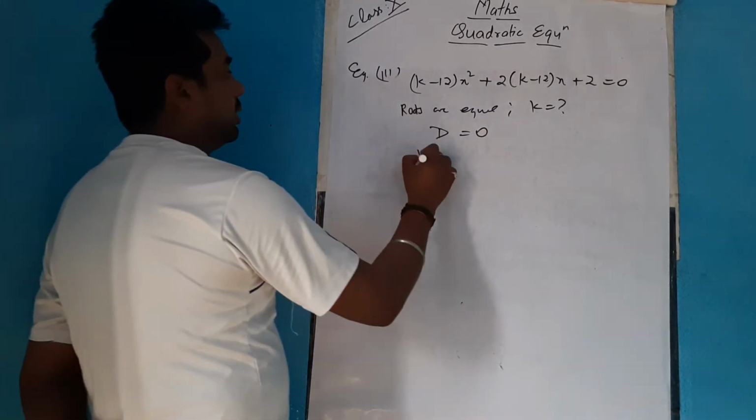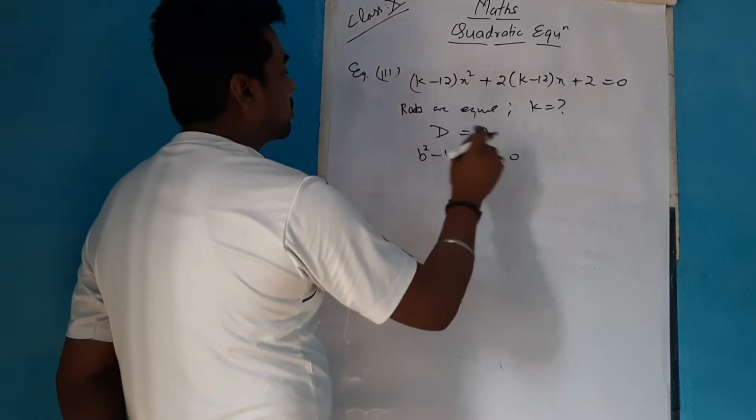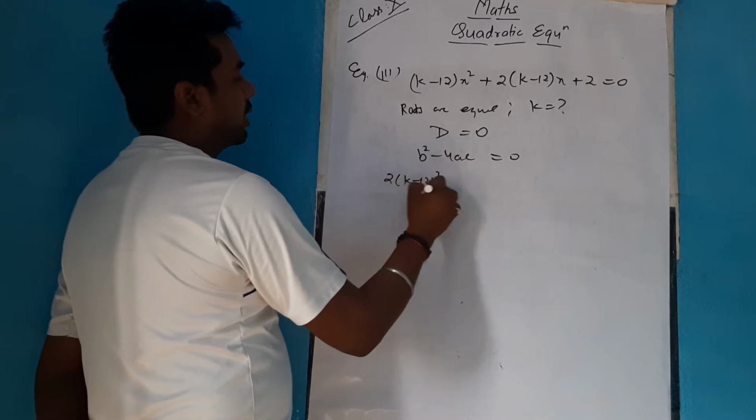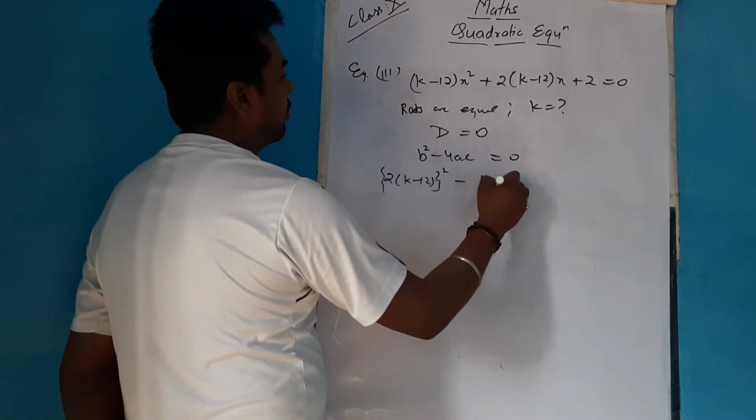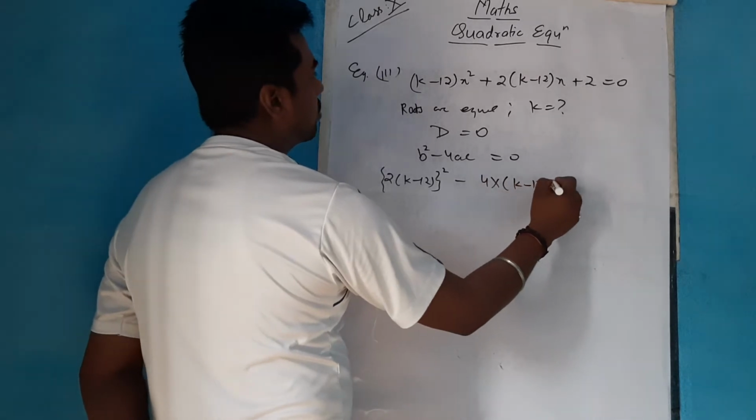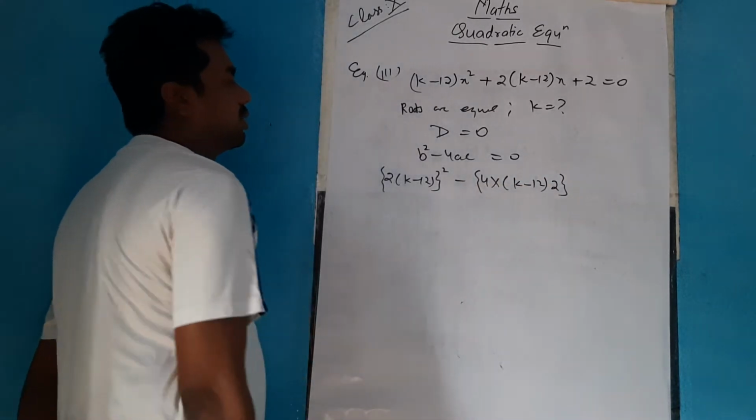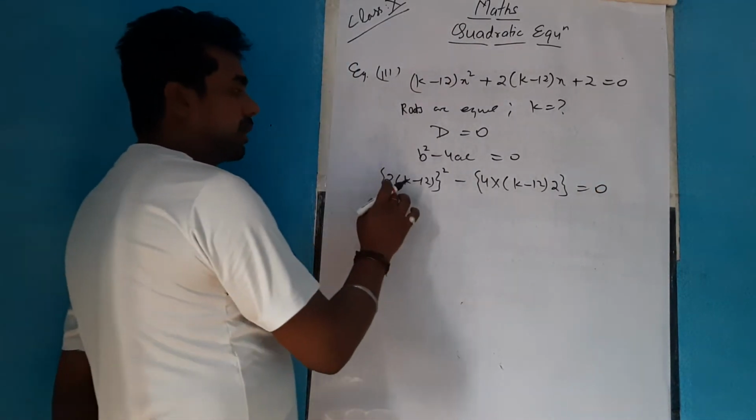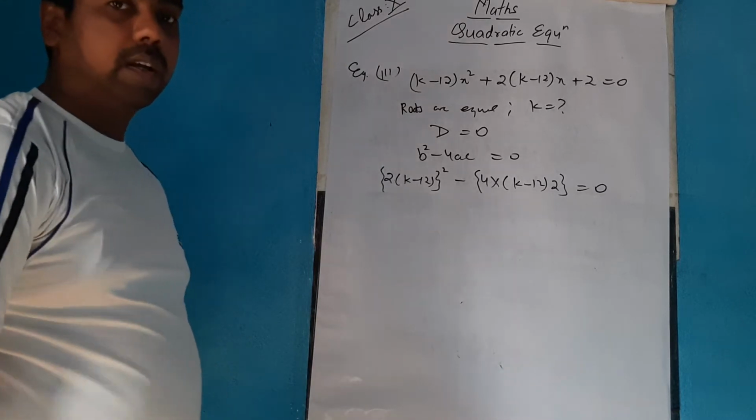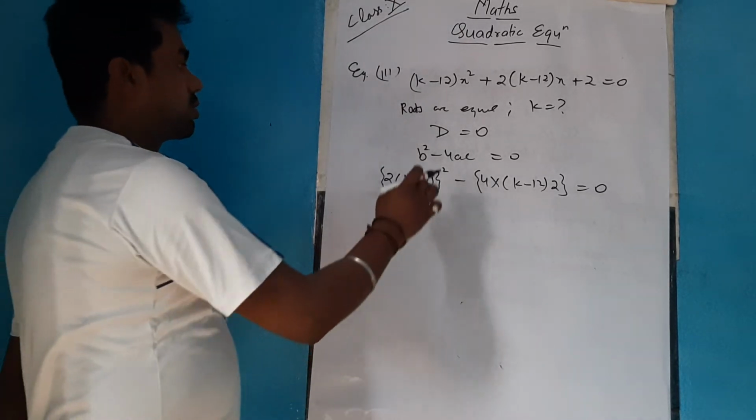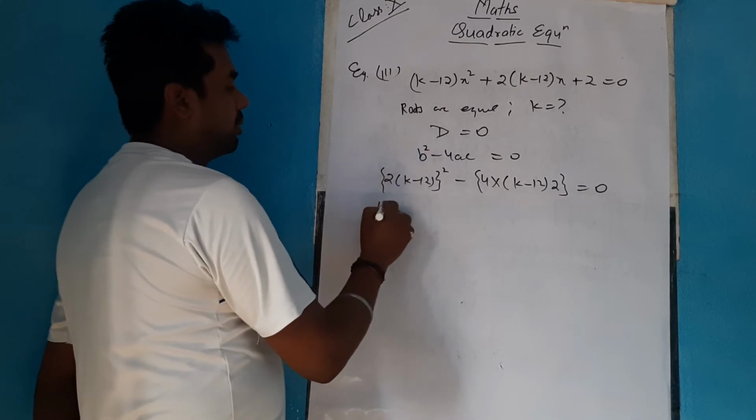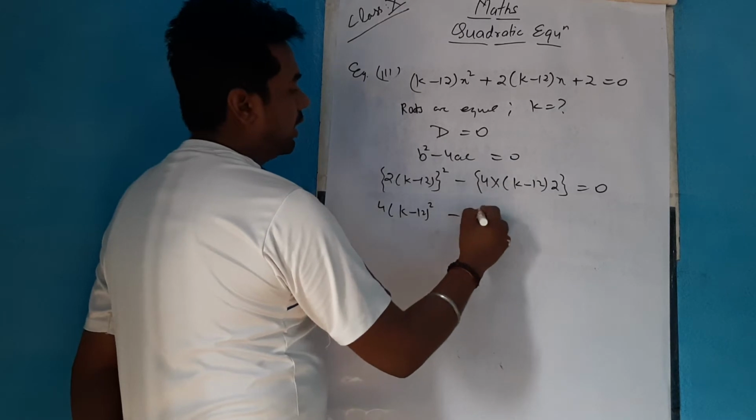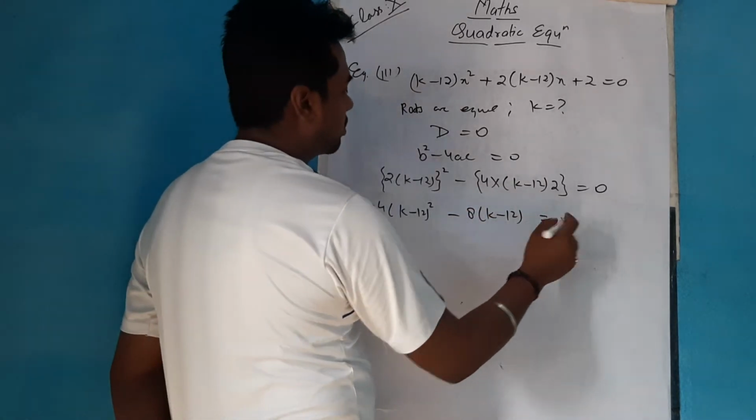So d means b square minus 4ac equals to 0. B is the coefficient of x, that is 2 times k minus 12, whole square. 4 a is k minus 12 and c is 2. You will make it equal to 0. Now either you multiply 2 inside the bracket and then make the whole square, or you can directly make the whole square. Squaring, the square of 2 will be 4 and the square of k minus 12, minus 4 twos are 8 times k minus 12 equals to 0.